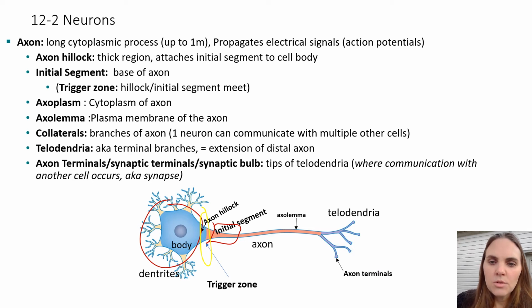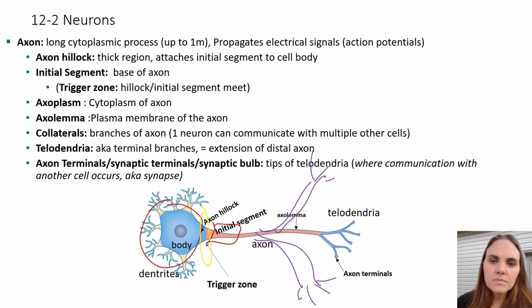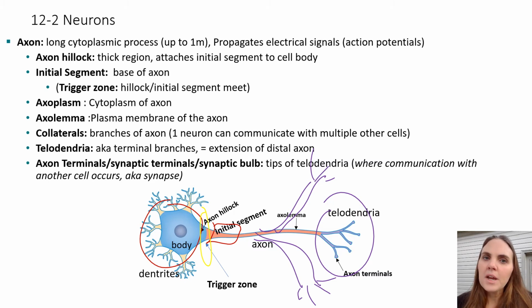And there's no collaterals on here, but if we had a collateral, we would see these little branches coming off the axon, and those would be collateral branches. And then we have telodendria, which are also known as terminal branches. And it's basically the extension of the end of the axon, which branches off.